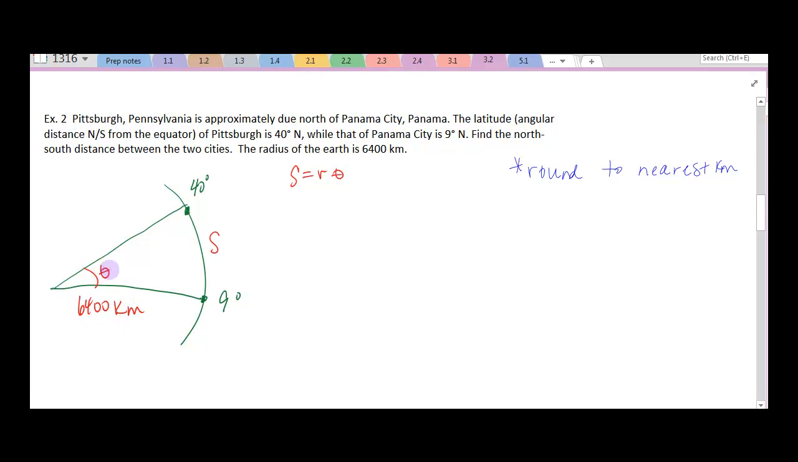And now theta comes from the difference between their two latitude measurements. In other words, Pittsburgh, which is 40 degrees north, minus Panama, which is 9 degrees north, is 31 degrees. So there is a rotation, or a difference, of 31 degrees between these two cities. So now that we have the pieces we need, let's go ahead and plug it into our formula.